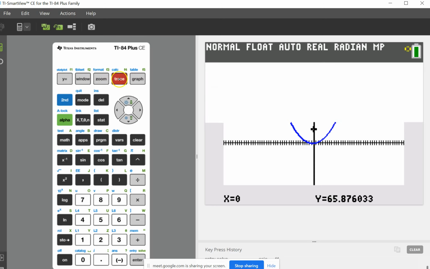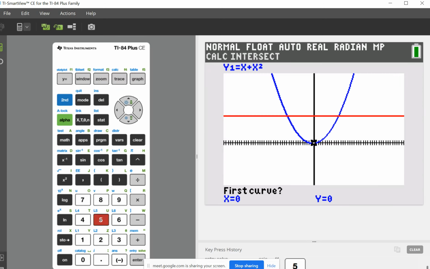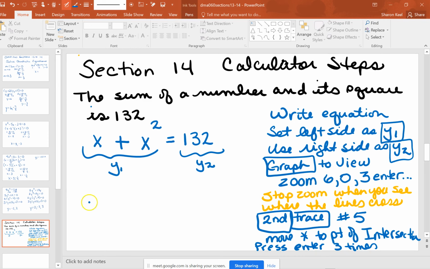So second trace number 5, I'm going to start by moving my cursor to the left. It doesn't have to be perfectly on it, just somewhere near it. Then press enter 1, 2, 3 times. You keep pressing it until this word here says intersection. So it intersects at the number -12. So one solution is going to be -12.